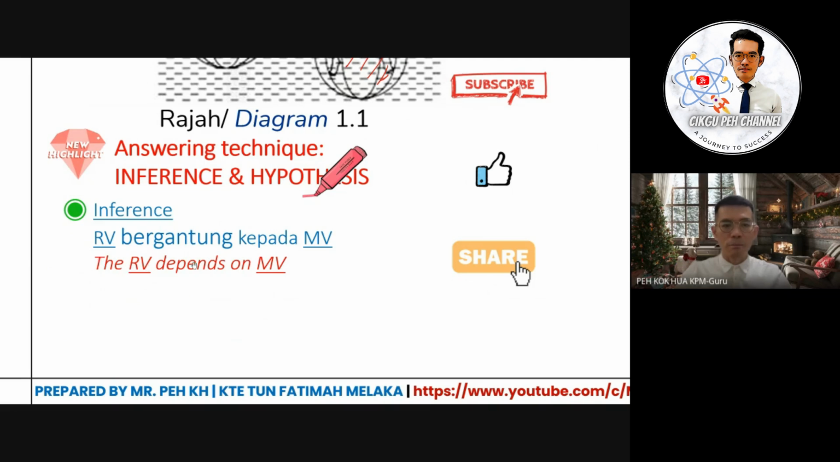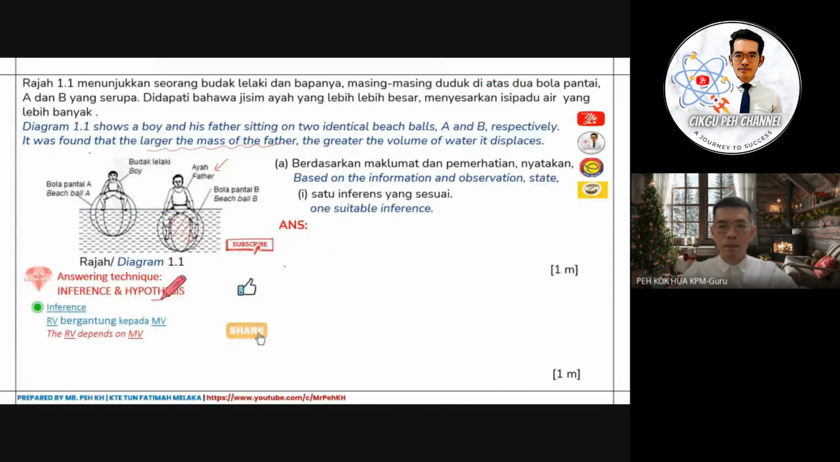So the RV depends on the MV, so you need to identify what is your responding variable and manipulated variable in this experiment. Through the question we just went through together, you should already know the mass of the father, or the mass of the object, should be the MV, the manipulated variable, for this experiment. The boy shows the lower mass while the father shows the higher mass.